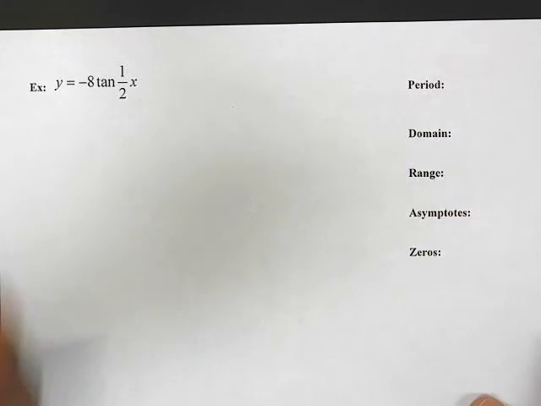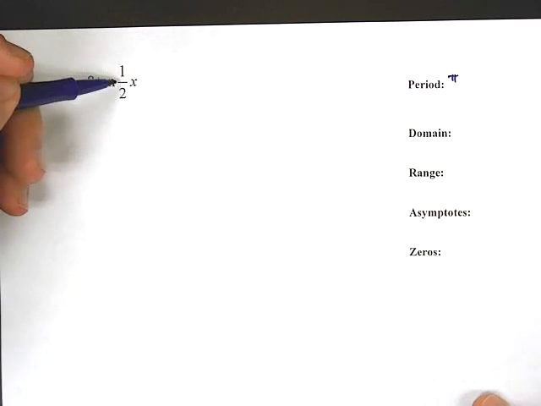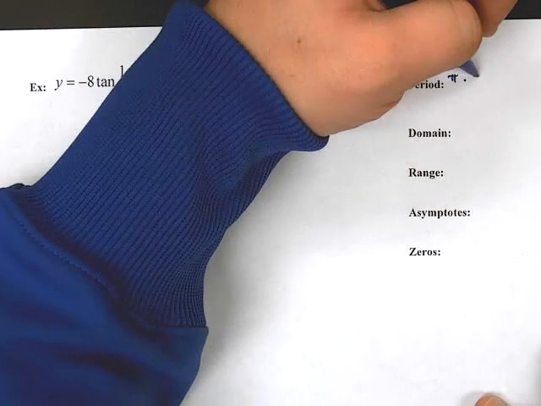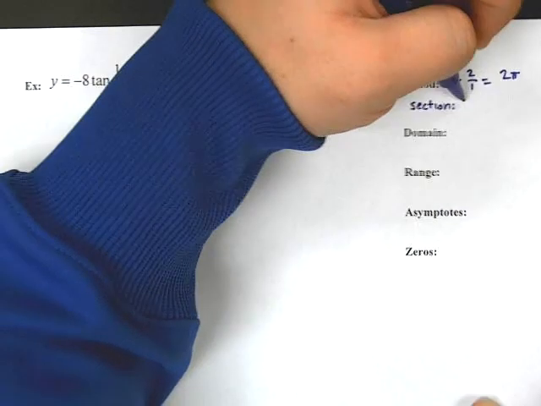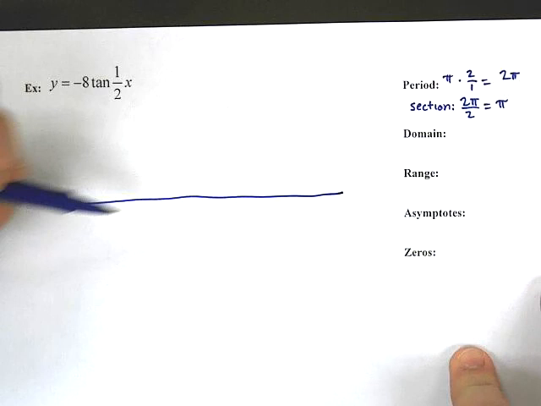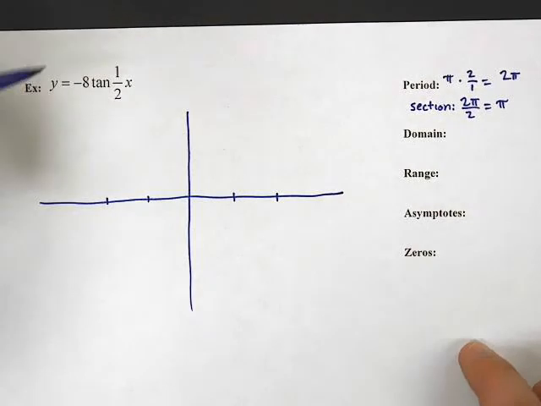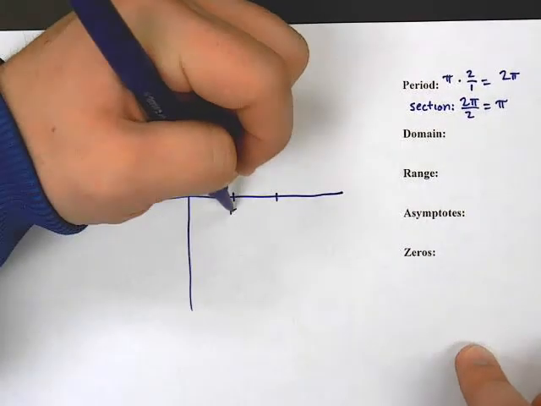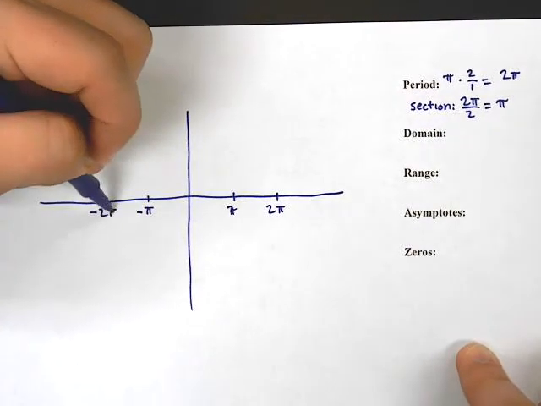Period. Pi divided by b, which is 1/2, but instead of dividing by 1/2, I'm going to multiply by the reciprocal. So, what do we have? 2 pi? Yes. Which then means my section will be 2 pi divided by 2, which of course is just pi. Alright, this is good. Draw our graph, make our sections, so there's lots of space, and count off the sections, tick for the tick marks. So pi, 2 pi, negative pi, negative 2 pi.